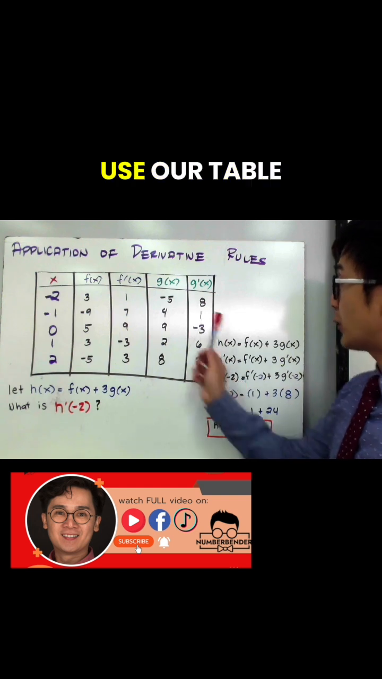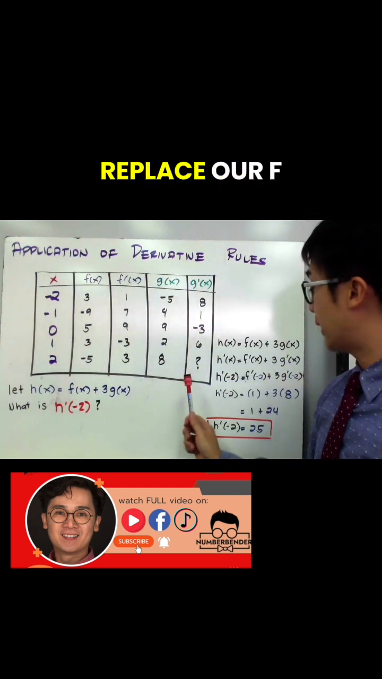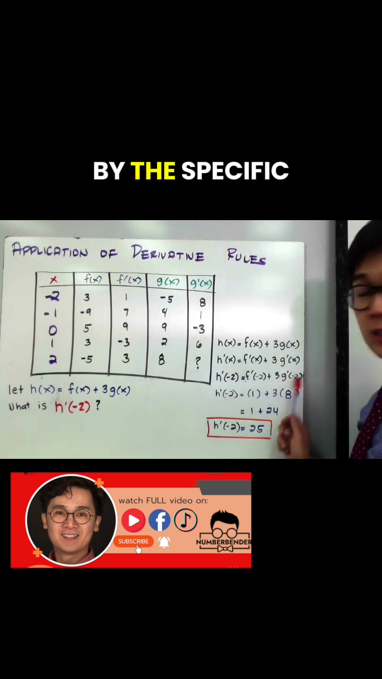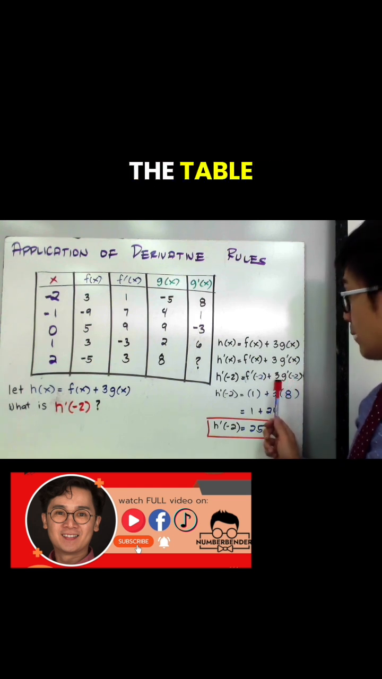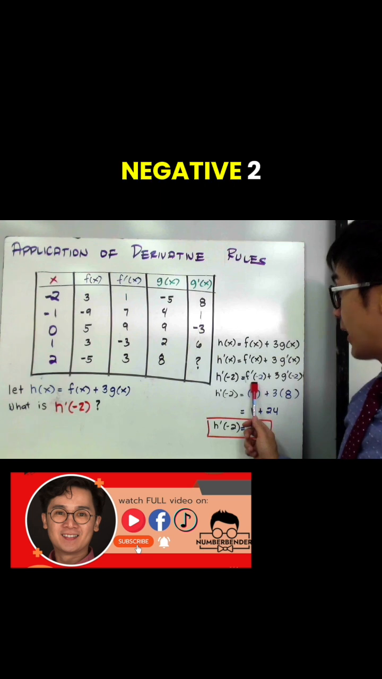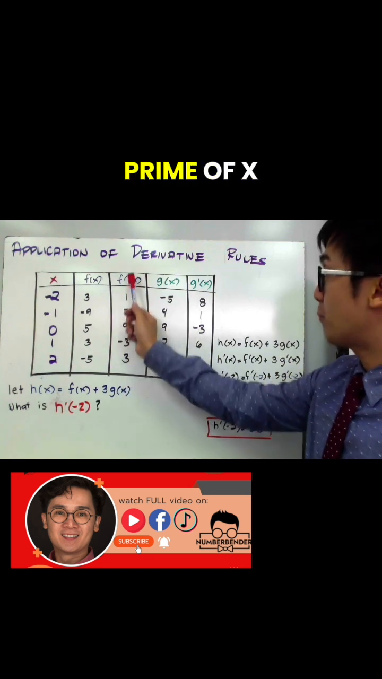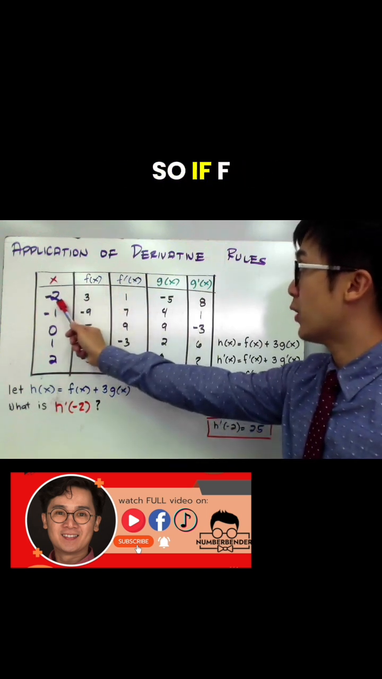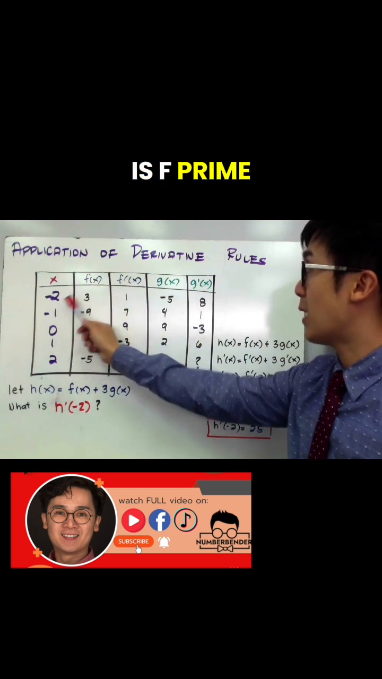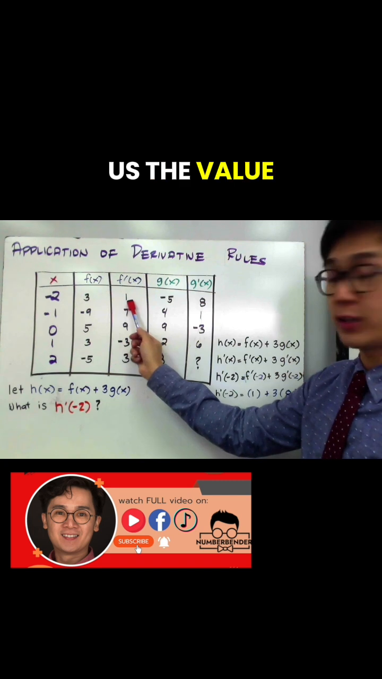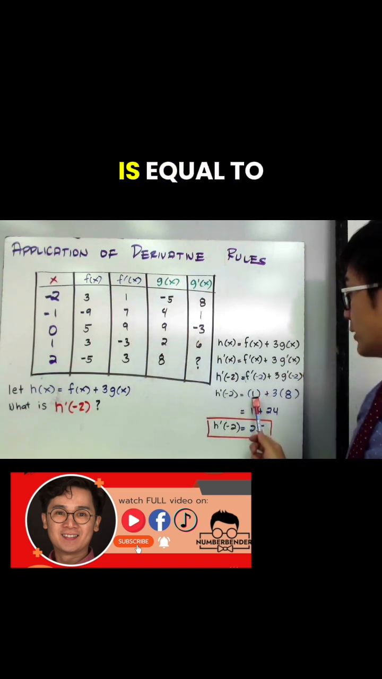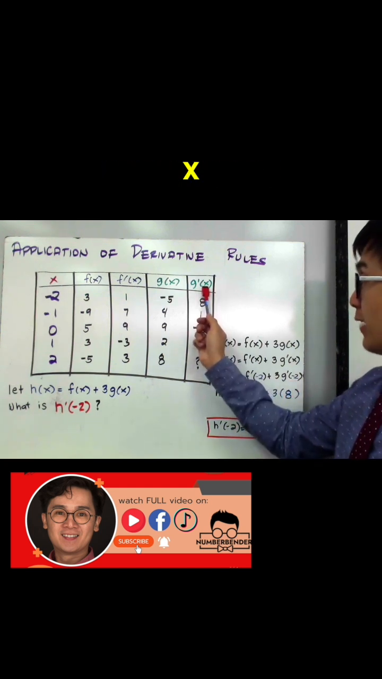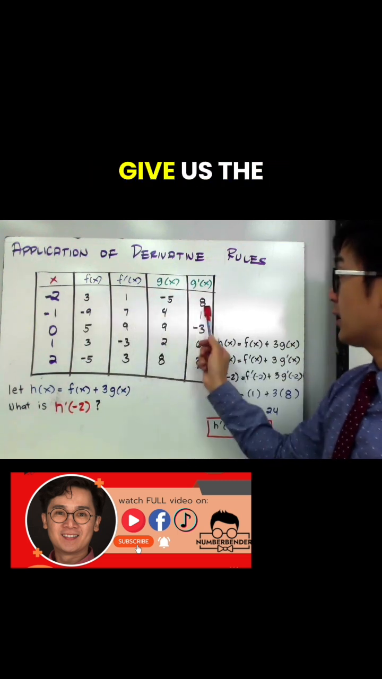And by having this function, we can now use our table of values to replace our f prime of negative 2 and g prime of negative 2 by the specific values given by the table. Let's start with f prime of negative 2. So we are looking at the f prime of x column, and we will replace x by negative 2. So f prime of negative 2 will give us the value of 1. So f prime of negative 2 is equal to 1, and for g prime of negative 2, we go to g prime of x, replace x by negative 2, and that will give us the value of 8.